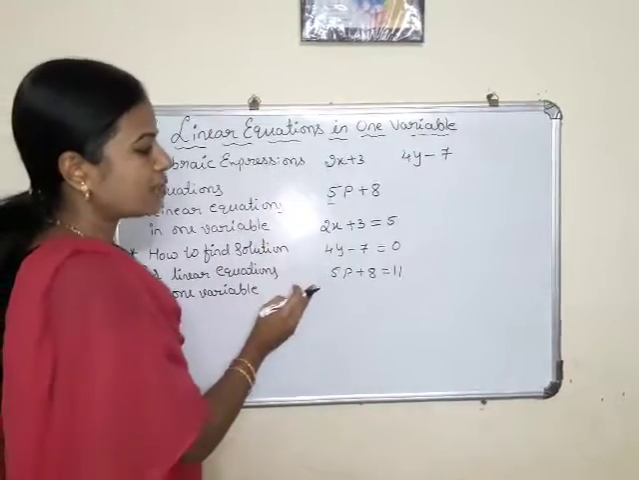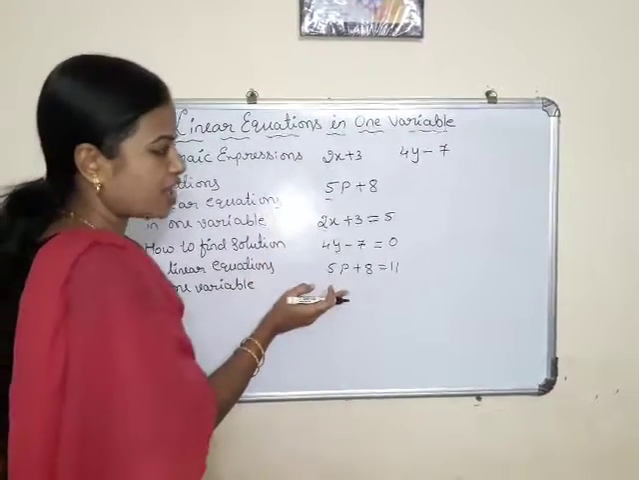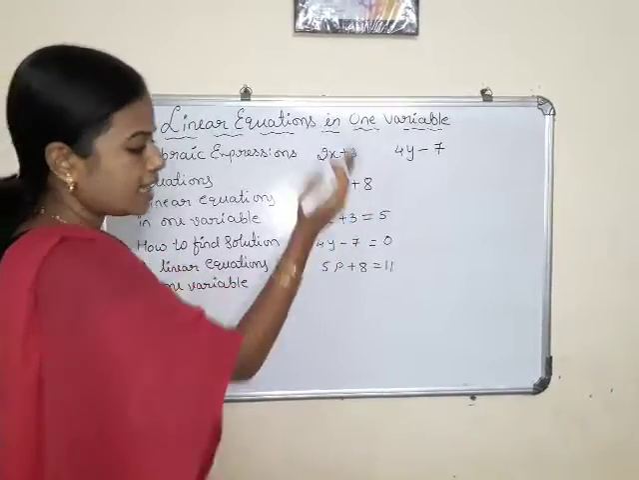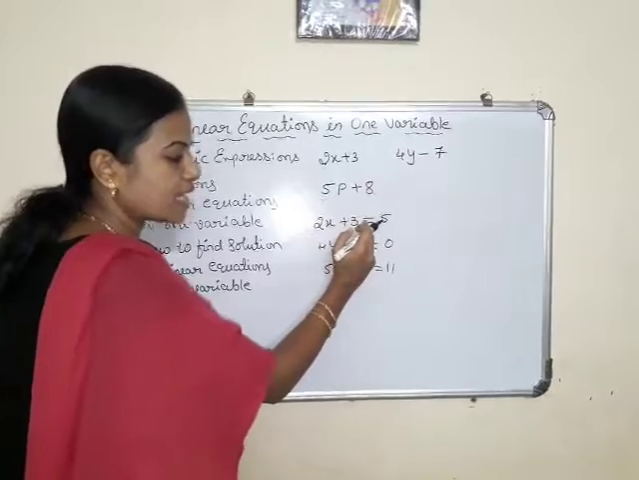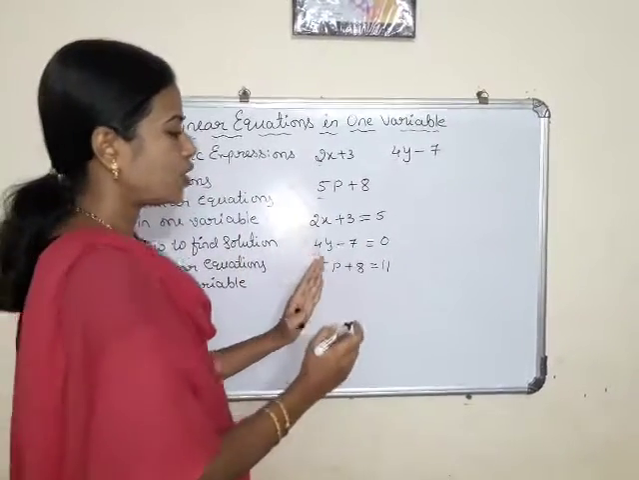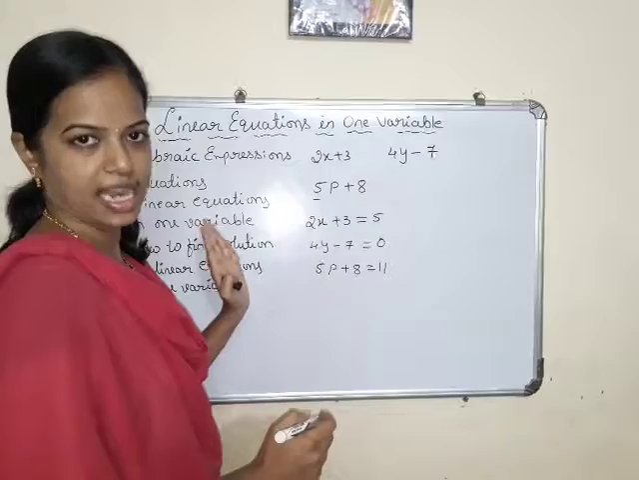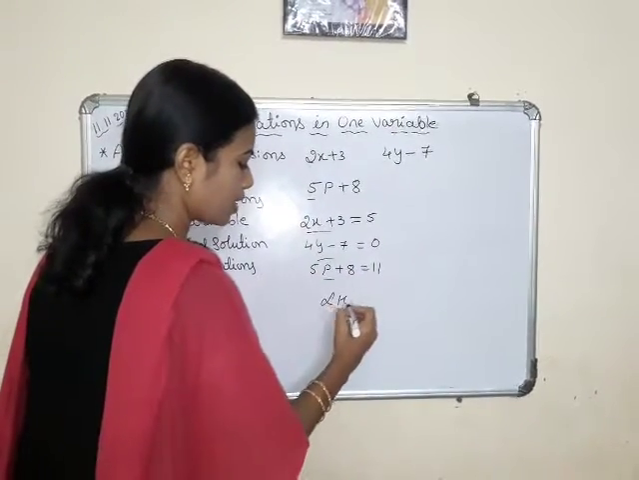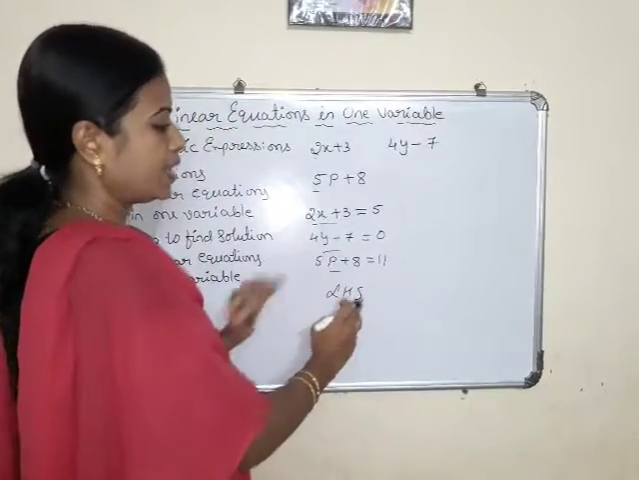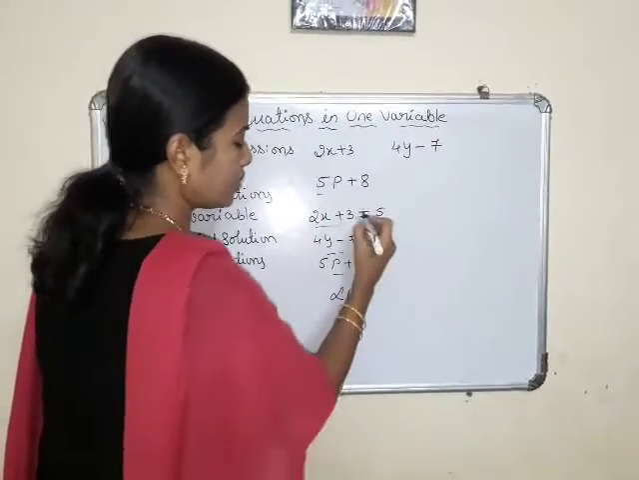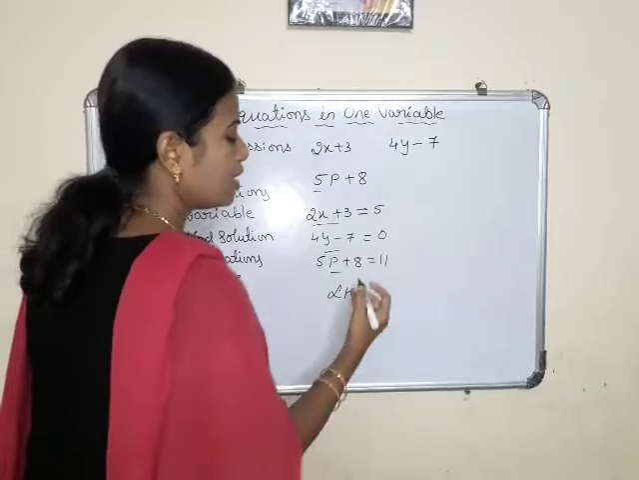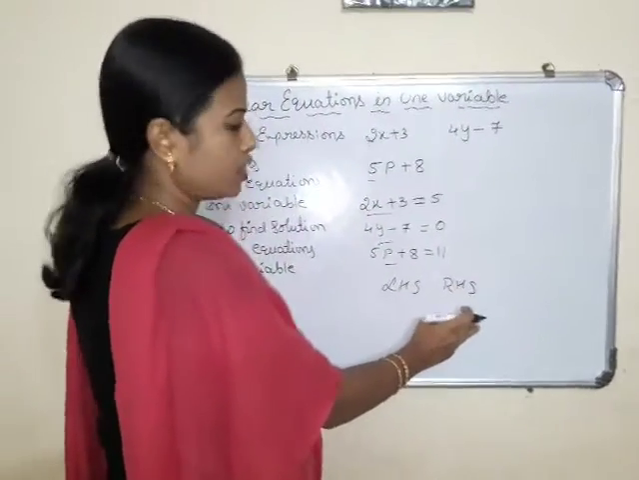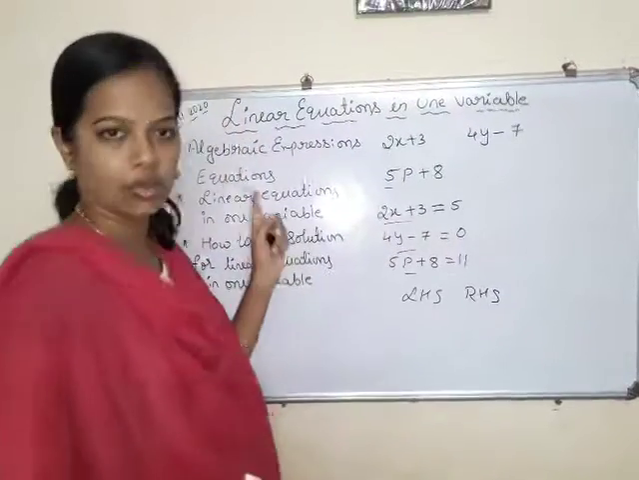What is the main difference between an algebraic expression and an equation? In an expression there is no equal sign. In an equation there is an equal sign. Here you can observe that the part to the left of the equal sign is called the LHS, the left hand side. The part to the right of the equal sign is called the RHS, the right hand side. So this is about equations.